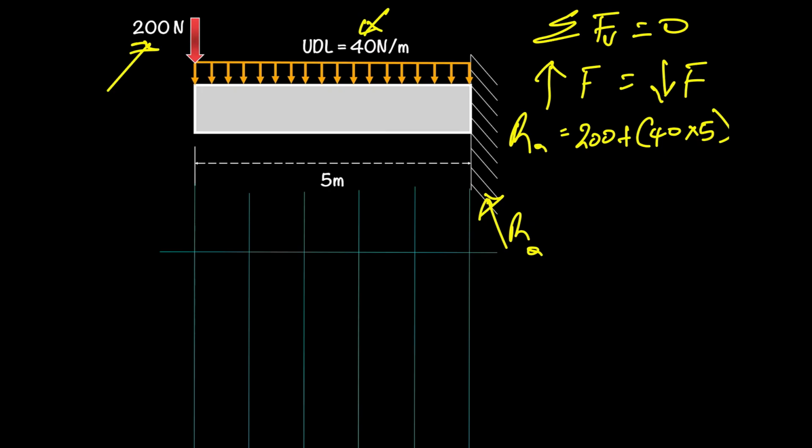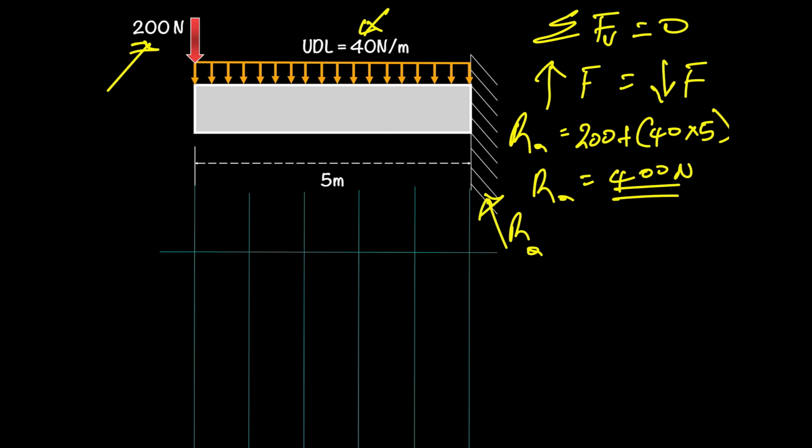Now when we sum this, we'll end up getting RA equals, so that's just going to be 200 plus 200, so RA is 400 newtons. So this here represents our reaction at the fixed end.